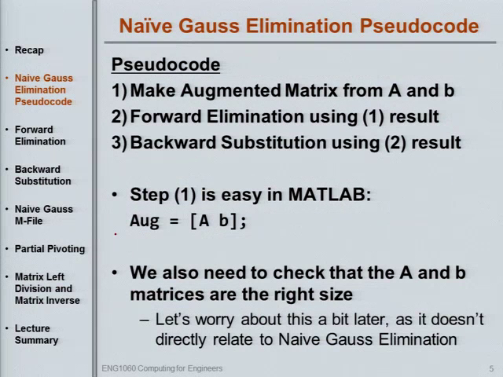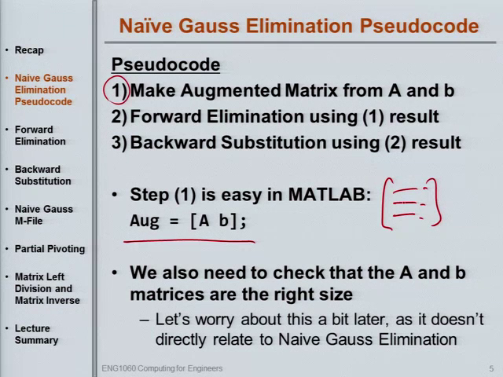Well, the first step, making the augmented matrix, it's hardly a step. Aug equals bracket A space B bracket. We now have an augmented matrix that has the elements of A going across here, and then it's got the column vector B stuck across there, and it's just one matrix. Okay, it's no longer a square matrix. A will be a square matrix, B will be a column vector. This is no longer a square matrix, but that doesn't matter for what we're doing here.